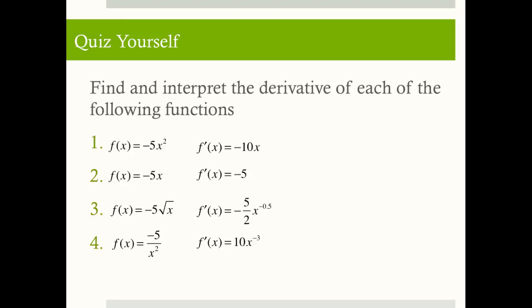Using the power rule, we can find the derivative of each of the functions. If f of x is equal to negative 5x squared, then f prime x equals negative 10x. If f of x is equal to negative 5x, f prime x equals negative 5. If f of x is equal to negative 5 times the square root of x, f prime x equals negative 5 divided by 2 times x to the negative 0.5. And if f of x is equal to negative 5 divided by x squared, then f prime x equals 10 times x to the negative third.